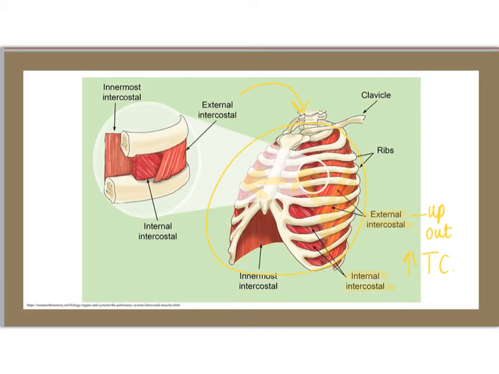The internal intercostals lay in the opposite direction, and they're on the inside. So they're internal muscles, but they lay next to the externals, but in the opposite direction, as I said. Their job is to pull the rib cage down and in. And if you're pulling the rib cage down and in, you're creating less space for the thoracic cavity, and therefore air is pushed out.